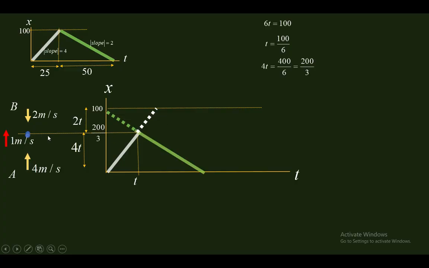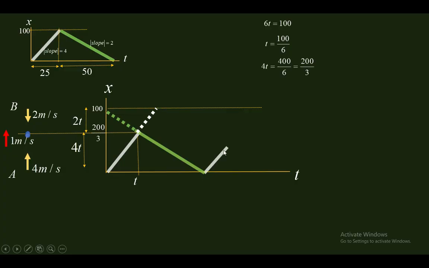While when A returns, his velocity will be 2 meters per second. That will be shown by green. So the velocity of A is shown by this graph. At these points, these boys again return at the end points.